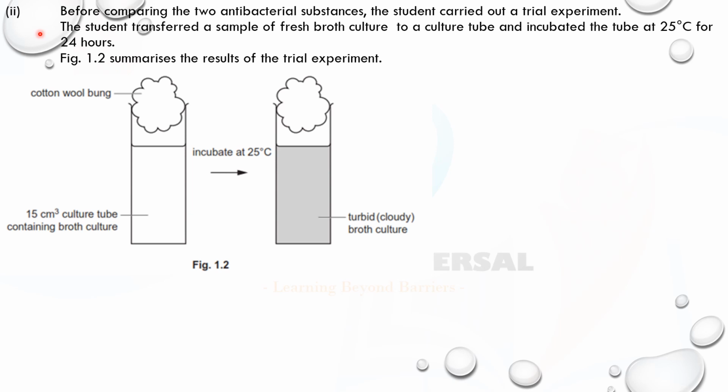So this is the tube, and once it was incubated at this temperature, can you see? It becomes turbid, cloudy. That means the bacteria grew, they increased in number. That is why the turbidity increased. This shows bacterial growth. No growth here, there's growth here. This shows the bacteria has grown.